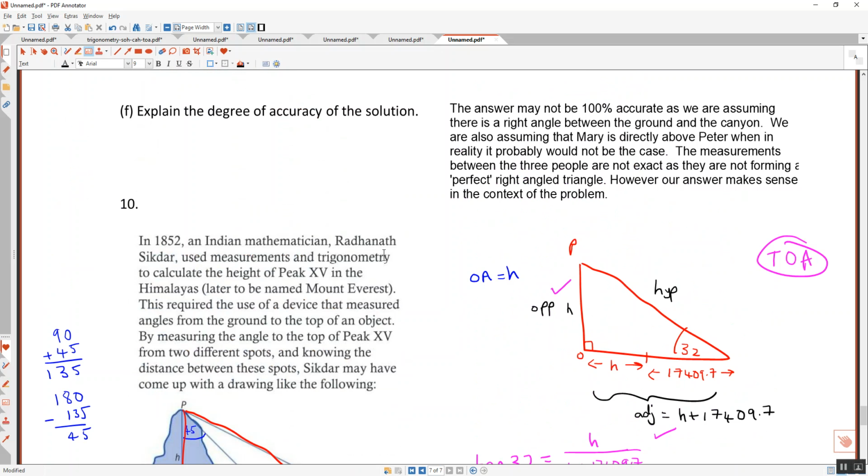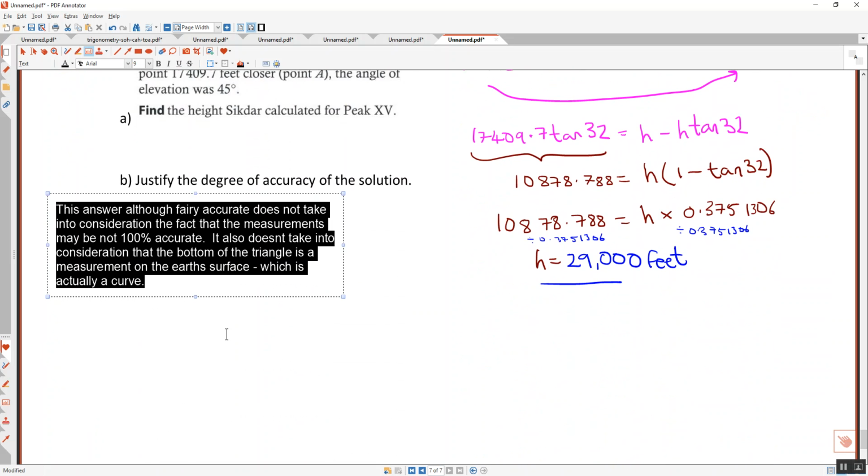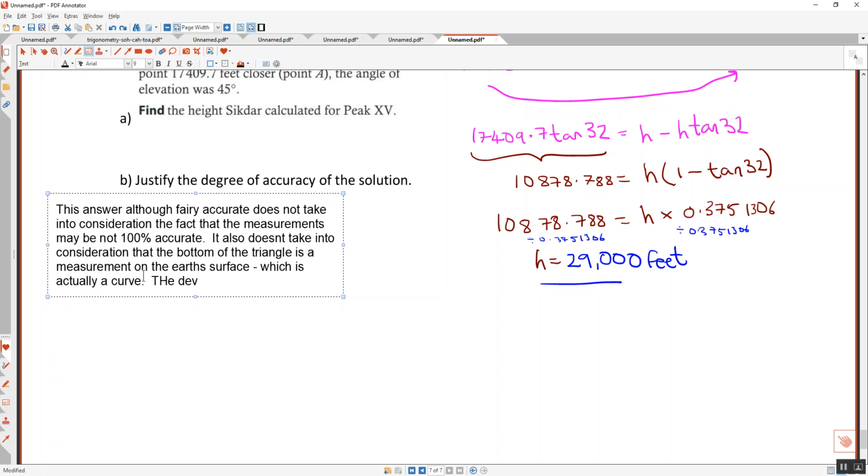They could also put that the device used to measure the angle may also have errors, so small errors associated with it. Okay, so we always have to comment on something regarding why it may not be fully accurate.